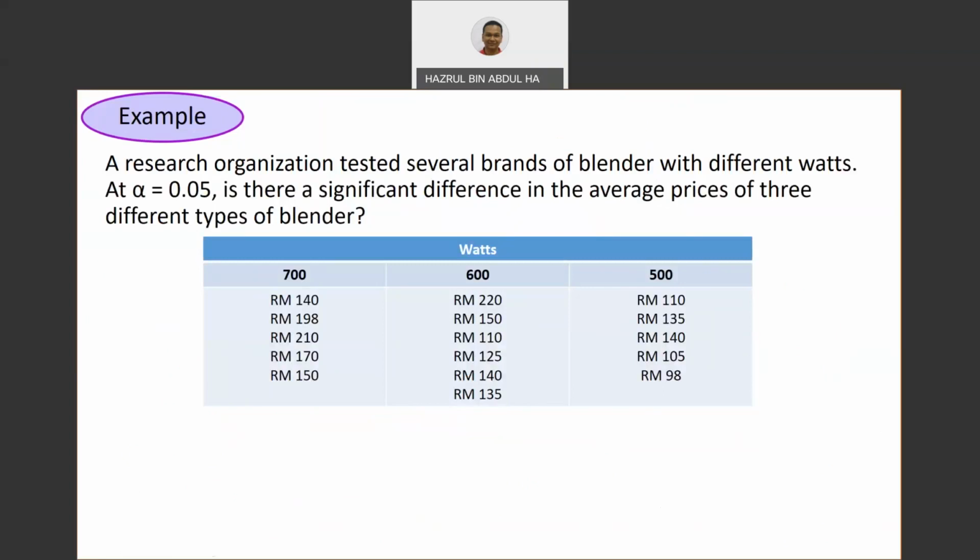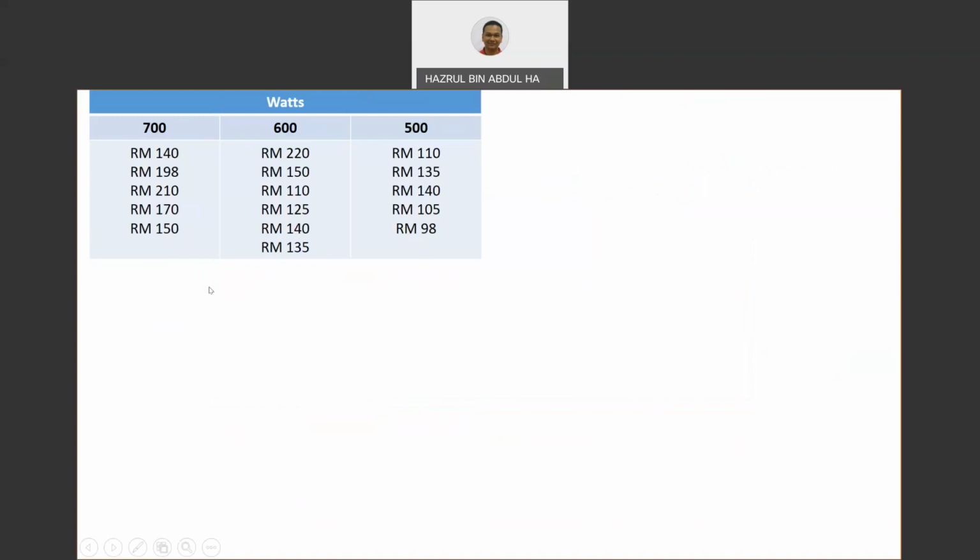Is there a significant difference in the average price of these three different types of blender? In the previous lecture, we already found x bar 1, x bar 2, and also x bar 3.